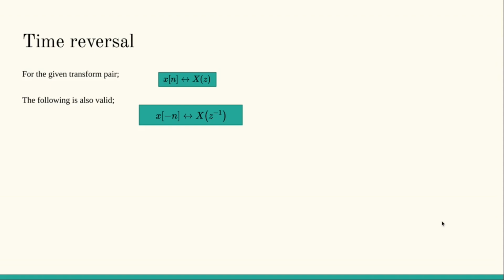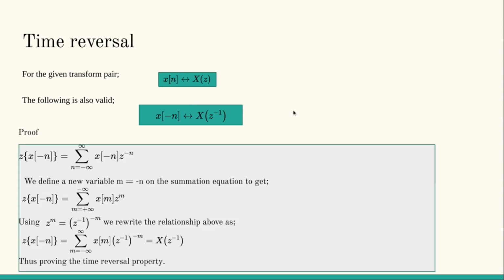Time reversal. For the given transform pair, this is also valid: for a time reversed signal, we get its z transform, where instead of z, we have z to the power minus 1.